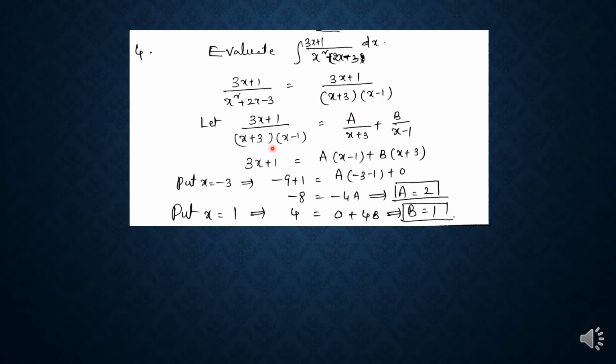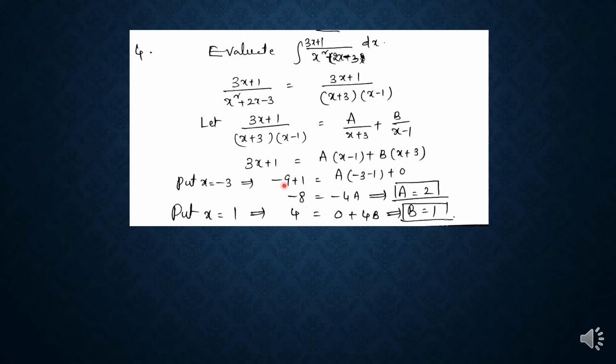So we got two linear factors. For this we can write the partial fractions as a by x plus 3 plus b by x minus 1. So by taking LCM here we will get a into x minus 1 plus b into x plus 3 divided by x plus 3 into x minus 1. So by equating the numerators on both sides we will get 3x plus 1 is equal to a into x minus 1 plus b into x plus 3.